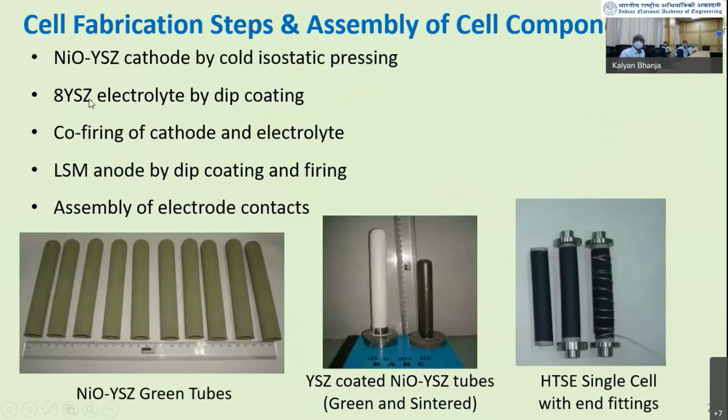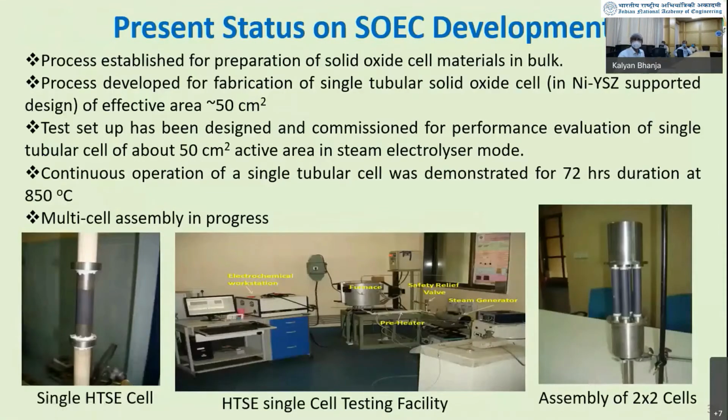So the steps of production of this high temperature steam electrolyzer tubes: the nickel oxide and YSZ cathode are first prepared by cold isostatic pressing. Then it is dip coated to make the electrolyte layer. Then again the LSM layer as an anode is coated by the dip coating method. Then finally it is co-fired to make the final cell module. Then it has to be made in a cell form for electrical connection, etc. What have we achieved so far?